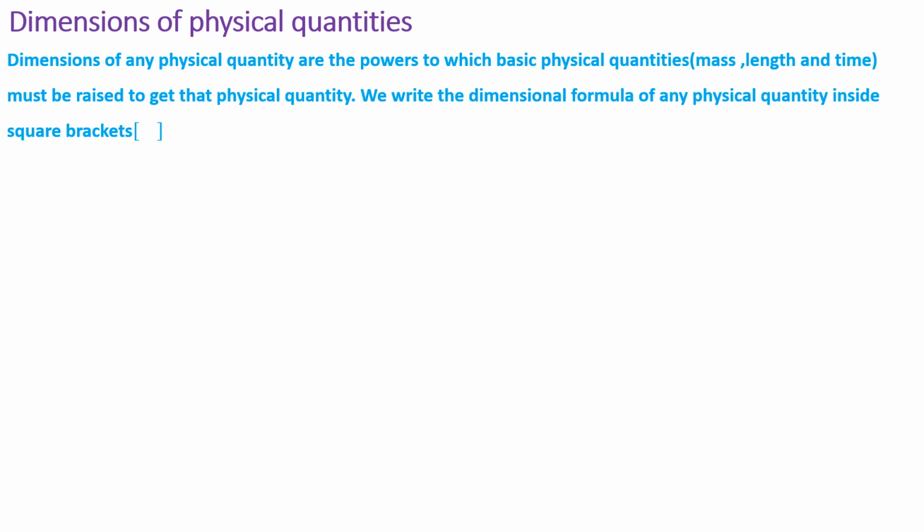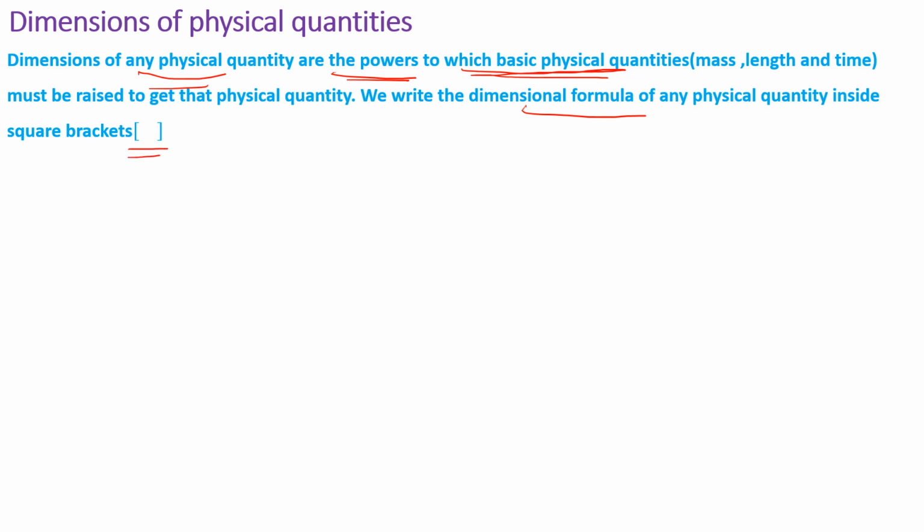Dimensions of any physical quantity are the powers to which the basic physical quantities must be raised. So that means basic physical quantities are nothing but mass, length and time, that must be raised to get that physical quantity. We write the dimensional formula of any physical quantity inside square brackets.